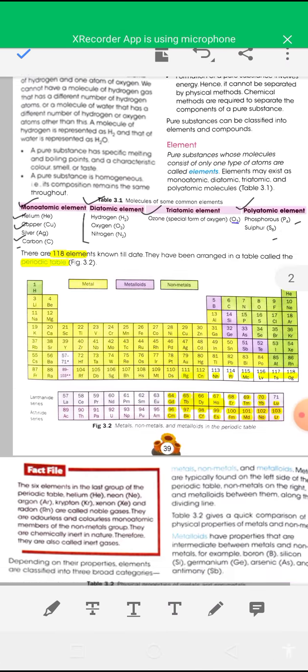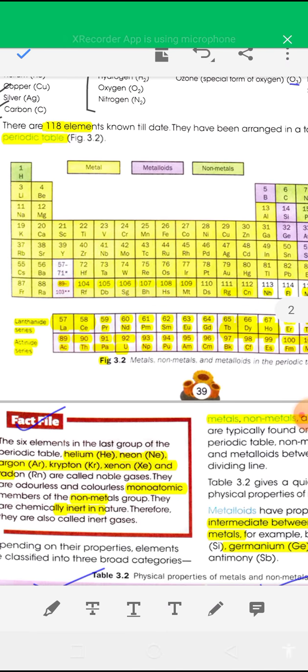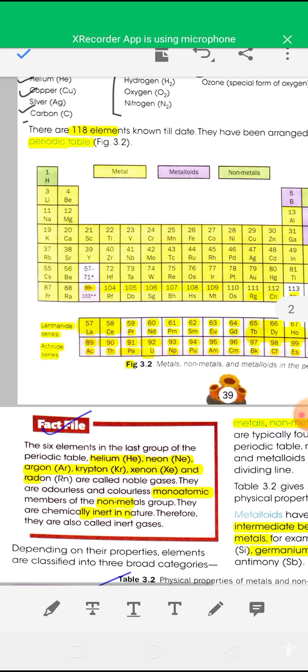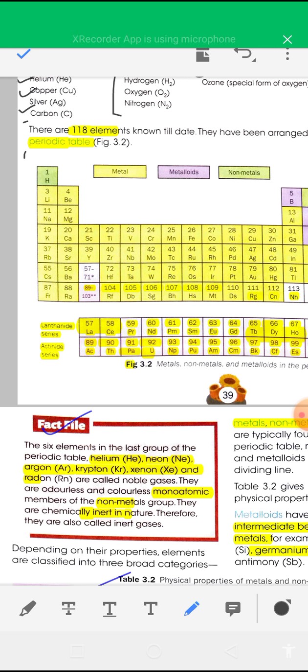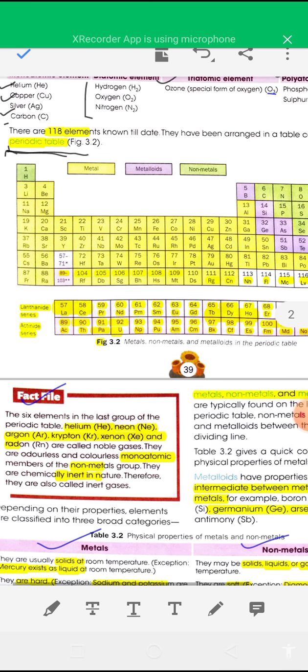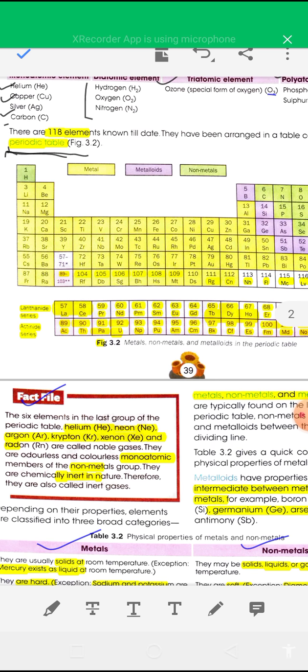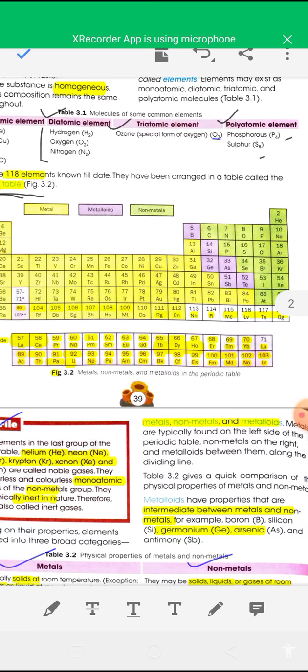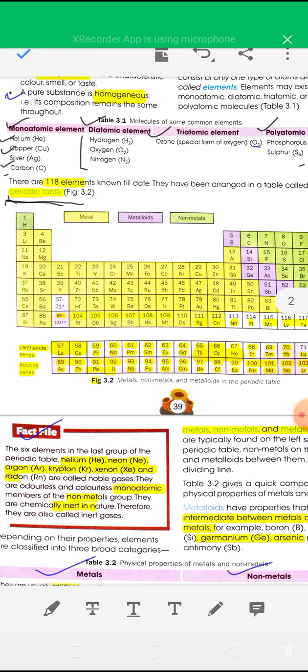Okay, in nature almost 118 elements have been found till now. These elements are arranged in a tabular form, which is known as the periodic table. This is the periodic table, and in this periodic table elements are arranged according to their atomic number in some groups and in some periods. Horizontal rows are known as periods, and vertical columns are known as groups.